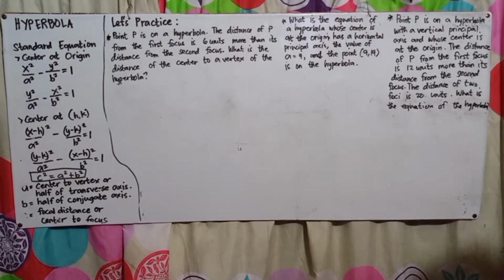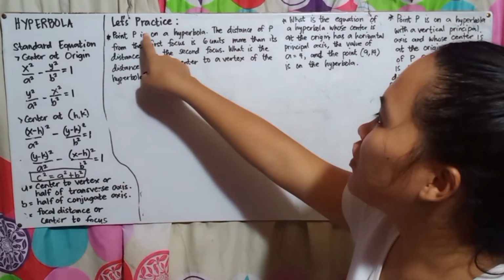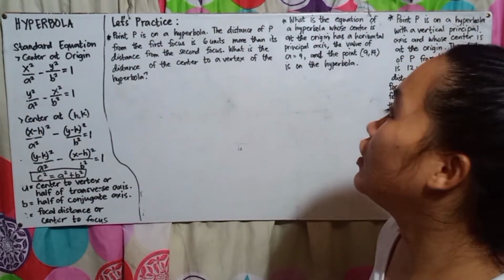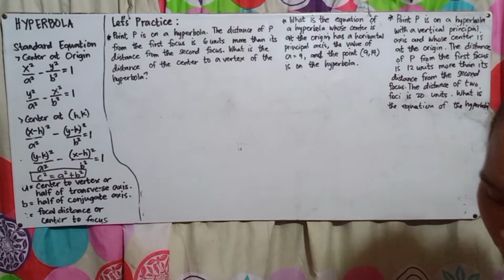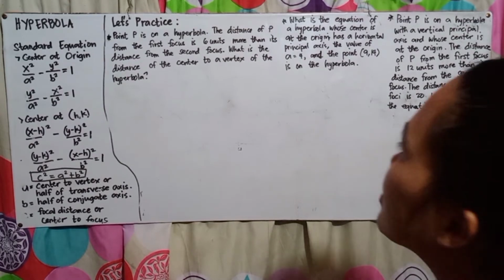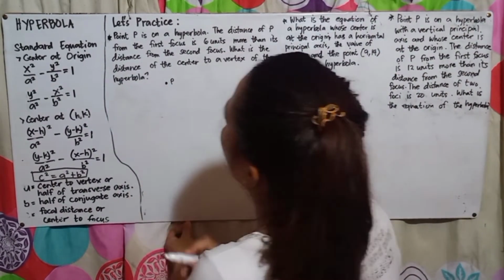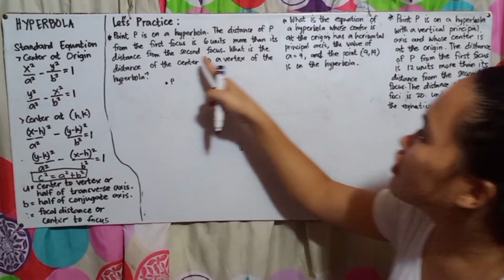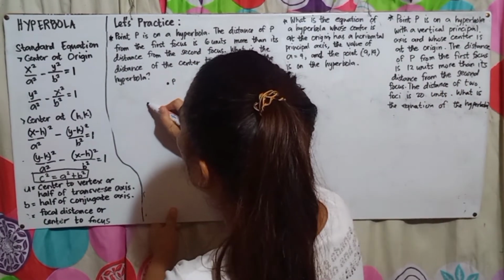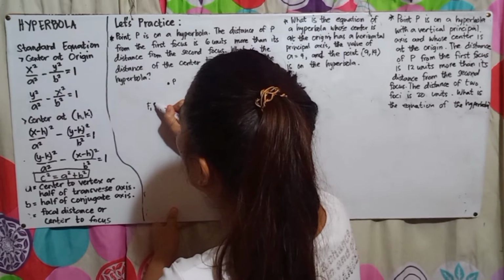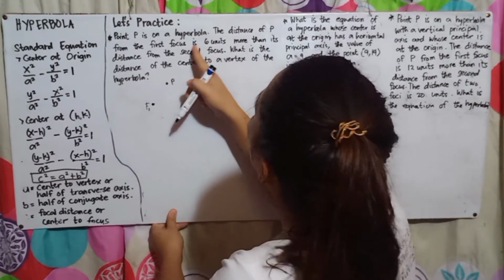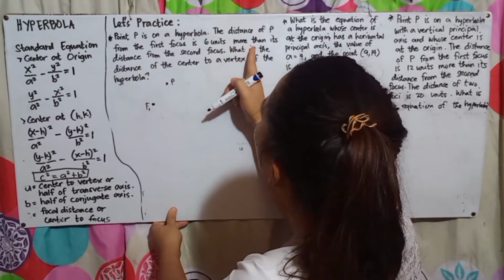Okay, so next example. Point P is on a hyperbola. The distance P from the first focus is 6 units. Okay, so si point P nasa na siya sa hyperbola. The distance from first focus, for example, this is the focus 1. First focus is 6 units.